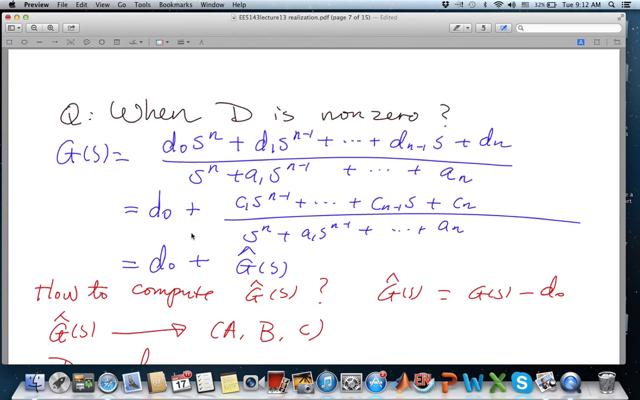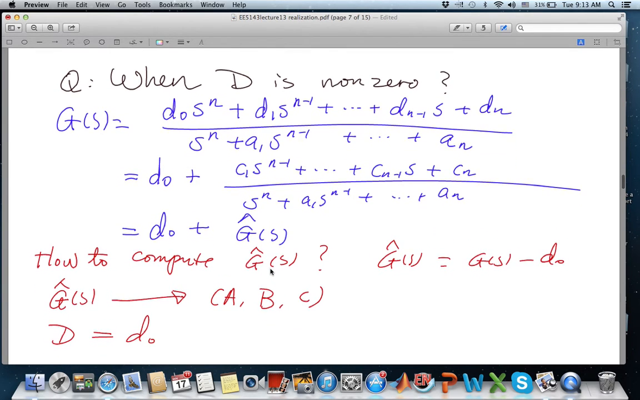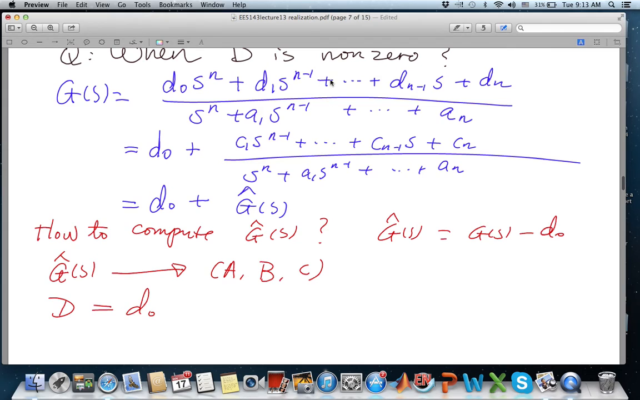Then for the second part, which is going to be represented or realized as G hat of S. How to calculate the G hat of S is just the polynomial division of the numerator divided by the denominator. You got C1, C2, and Cn in the numerator, and you have the polynomial of the denominator. It's going to be the same realization as we showed before.